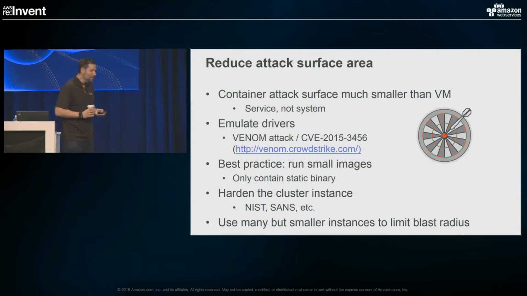And then use many but smaller instances to limit the blast radius. This is also from an availability perspective: if one container instance goes down, and that happens to be an 8XL, 10XL server where you have hundreds and hundreds of containers, that has much higher impact than if you have a smaller number of containers spread out across multiple instances. But also from a security perspective, the more containers, the more roles you put on that server, the more your attack surface grows.